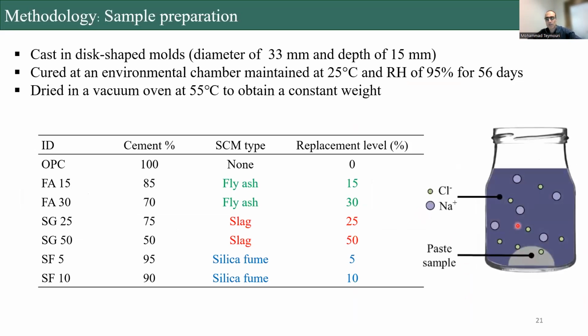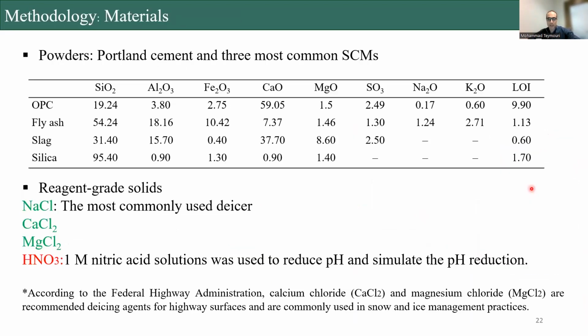And this is our setup. We expose the paste samples to the brine solutions in a glass jar. We cap them and make sure that the temperature is the same. Then frequently we measure the chloride ion inside the solution. I just want to mention 2 things. First of all, the slag that we used has a very high amount of aluminum oxide. If you are using different materials, take that into consideration.